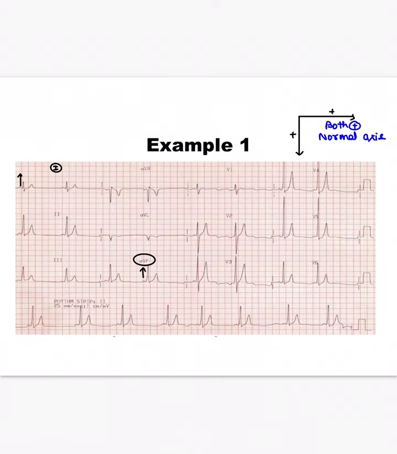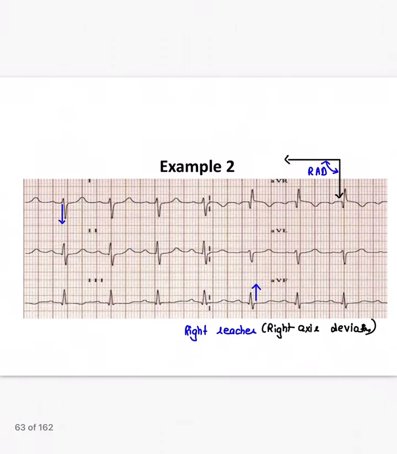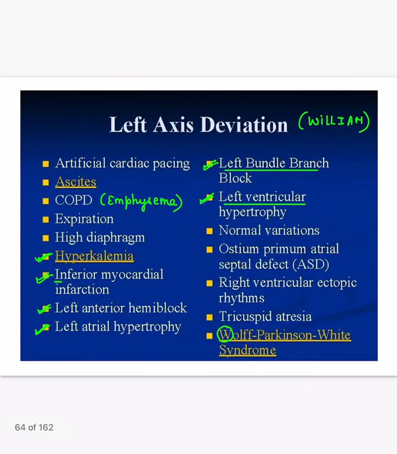Suppose we take this example. Which is more? Above it's more. If you see the positive and negative deflection, AVF above means both are going up. It's a normal axis if both are going up. No one is reaching anyone, no one is leaving anyone. Now suppose we see this example. Lead 1 is more in the down part. AVF is more up, means both of them are reaching each other. That is right reaches, hence it's a right axis deviation.